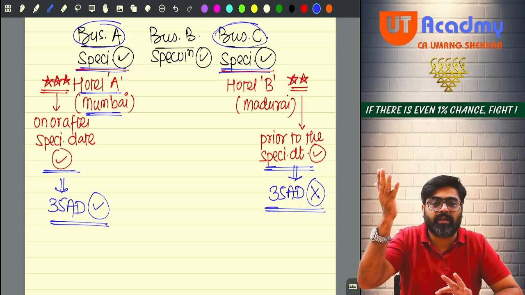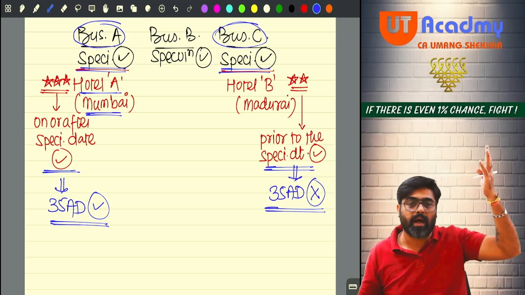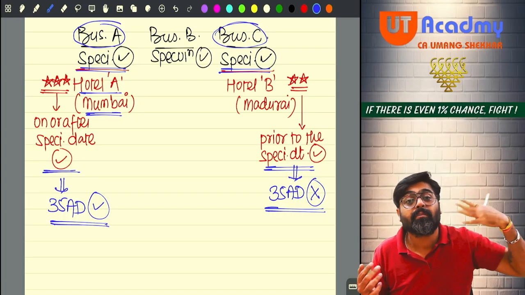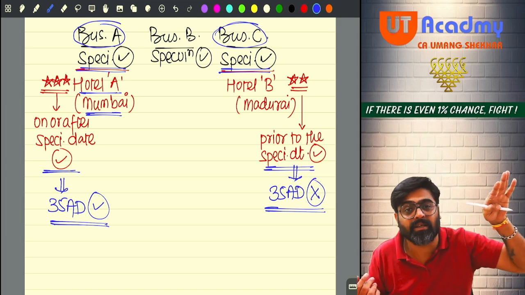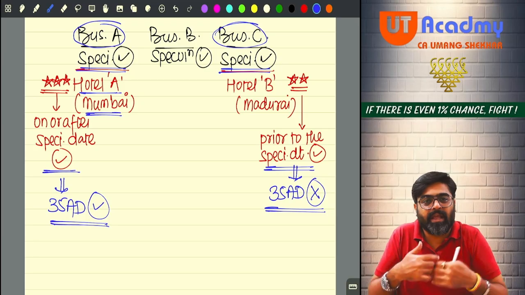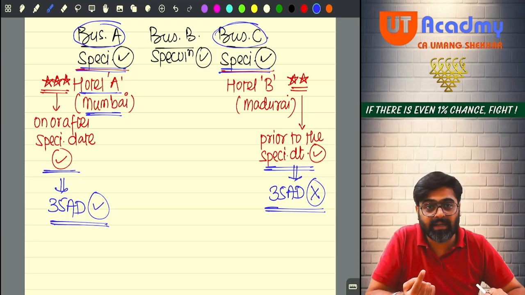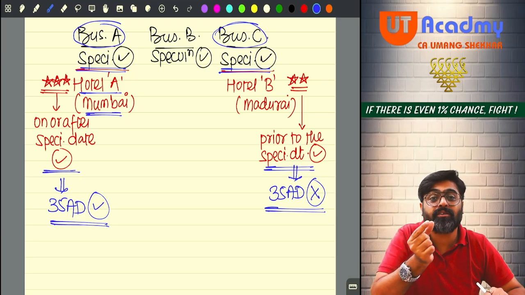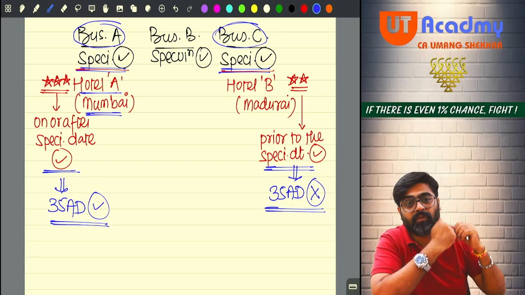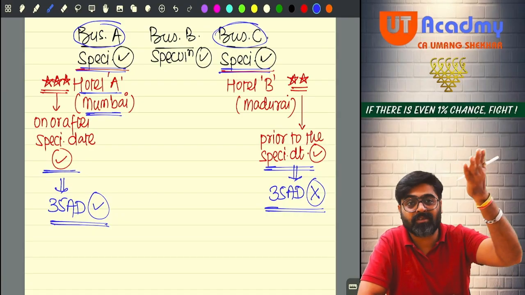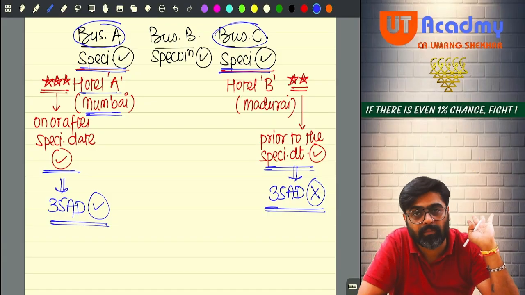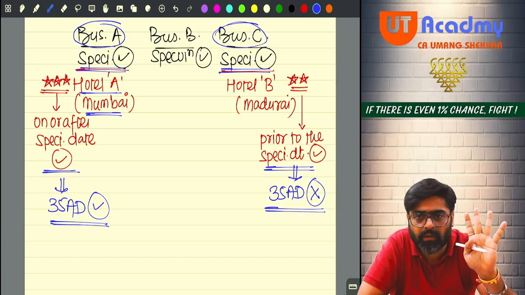Why? Because one is satisfying the conditions of 35 AD, another specified business, the name is given in section 35 AD, but section 35 AD conditions applicable to claim the deduction of 35 AD are not fulfilled. And one of those conditions is what? The operations must be commenced on or after the prescribed date. That condition is not fulfilled. So, even though the business is specified, for this 35 AD deduction is not available. Did you understand the story so far?